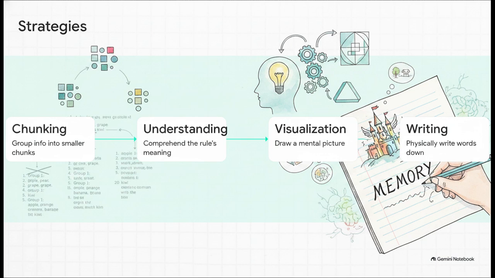Step 1 is chunking. Remember how we said short-term memory only holds 5 to 9 items? If you give a student a list of 20 random vocabulary words, they're going to fail. Instead, chunk or group them into 4 smaller, manageable lists of 5 words.